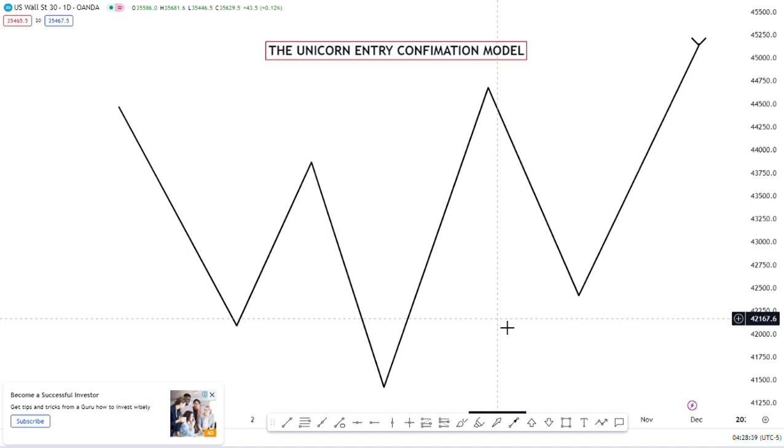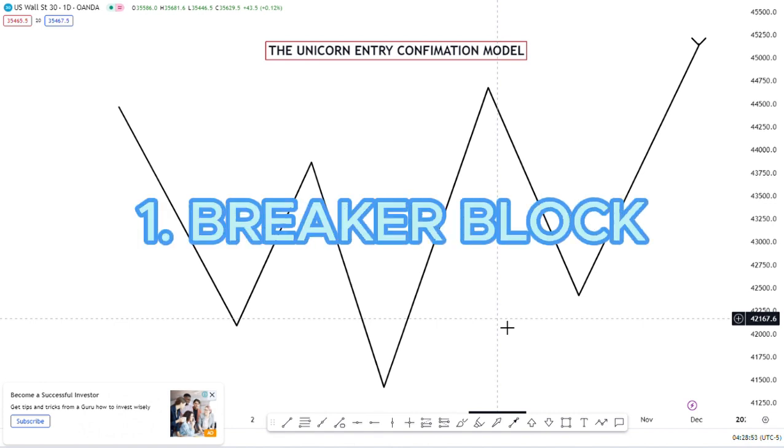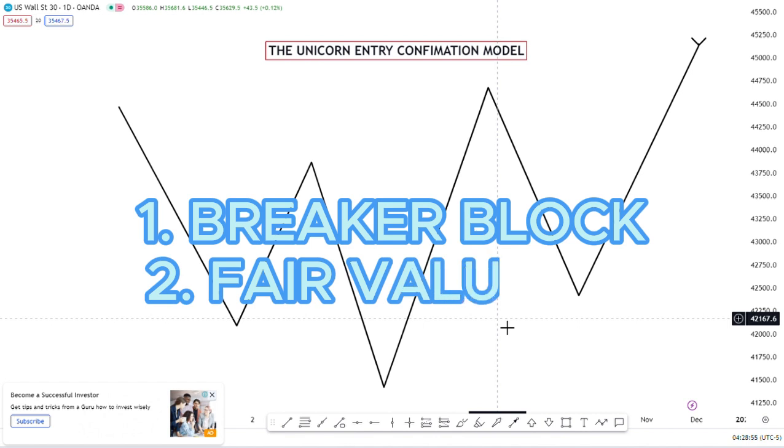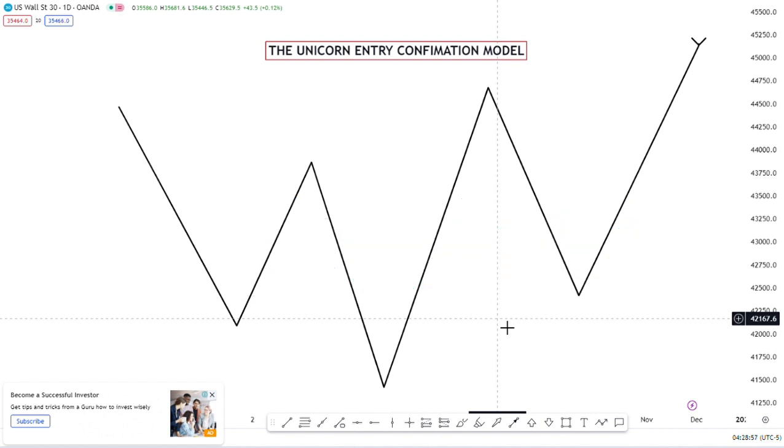Hey guys, today's video will be about the unicorn model, which I call the unicorn entry confirmation model because it consists of two ICT concepts used in combination to confirm entry. The two concepts are one, the breaker block, and two, the fair value gap, which can both be used singularly as an entry confirmation. So before going into the unicorn model itself, let's briefly discuss what a fair value gap is and what a breaker is.